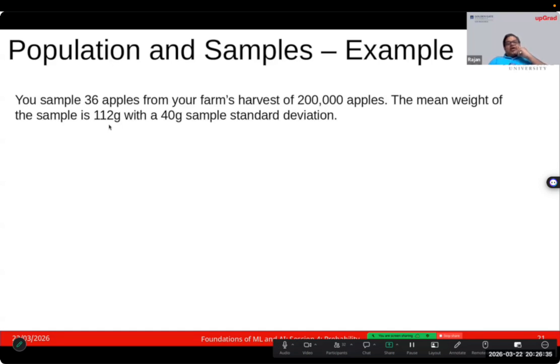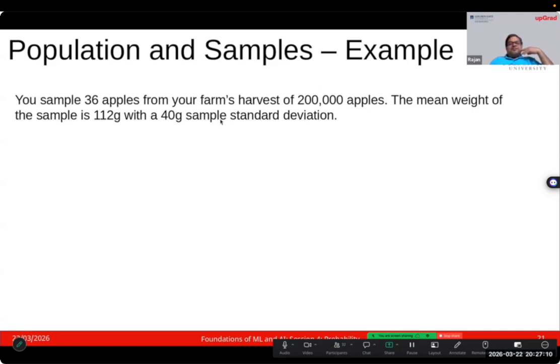Now, can we say anything about the mean of the population mass? Okay, if you take the mean of all the 200,000 apples, can we say what its mean could be? Would it be 112 or what would it be? Okay, that's the kind of question we want to ask. Can we give an answer to this question? What is the mean weight of all these 200,000 apples? We cannot say that. We don't have that information.